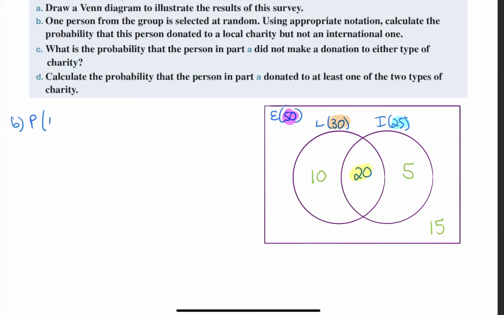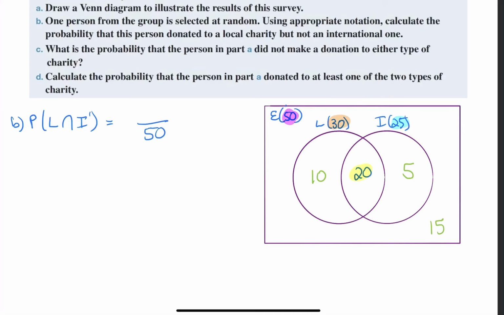So it's the probability to a local charity, but not. So that is an "and". So it's local, and it is also not to an international. So that means not international. So what's the probability of local and not international? So we're looking at out of everybody, that means that it's going to be out of 50. So that's the first thing we determine.